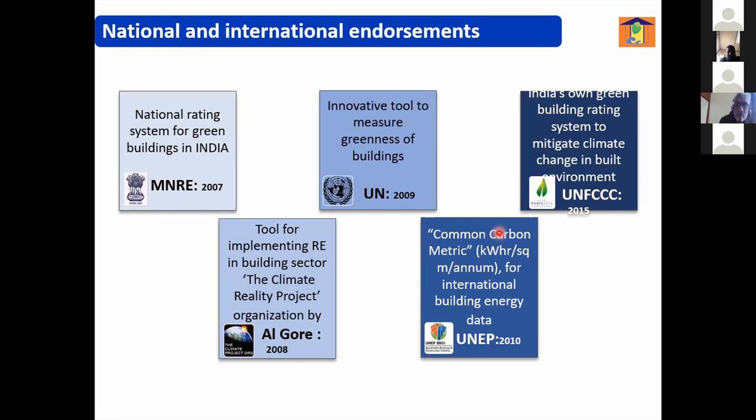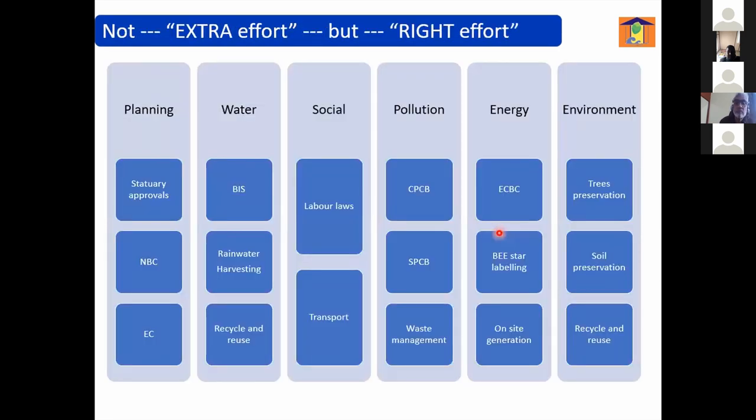So what Griha does is, we do not have our own requirements. We bring all codes together, whether it's a planning code, whether it's a water and sustainability code, whether it's social laws, whether it's pollution laws, whether it's energy laws, whether it's environment laws. Griha brings everything together on one platter. You follow Griha and you are basically compliant with everyone. Now, the better your understanding and implementation of all these systems, the better rating you achieve.